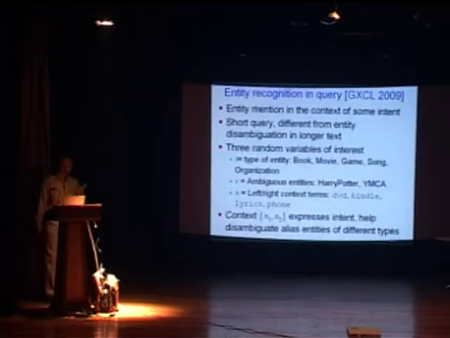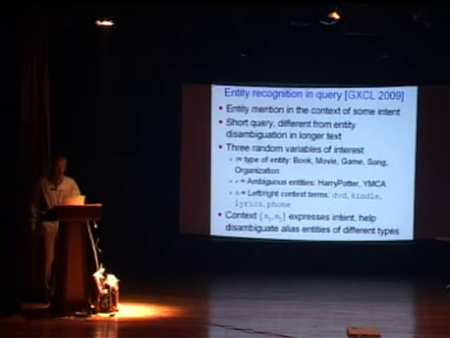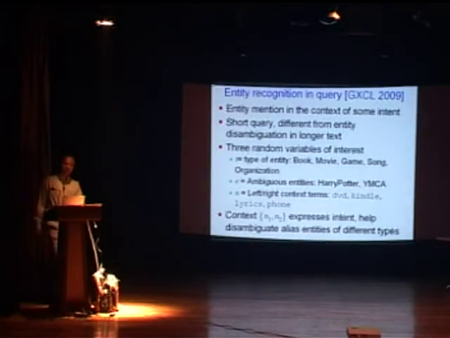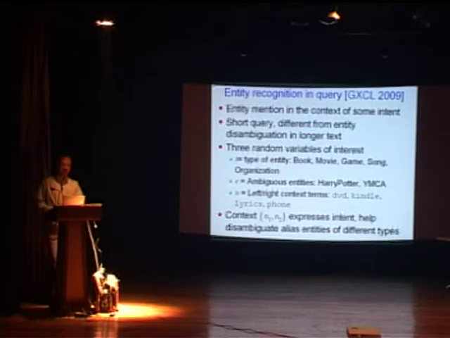So here's a paper from Microsoft in 2009 which talked about how different tokens in the query could refer to either the entity or something you intend to do about or with the entity. We're talking about very short queries, different from entity disambiguation in longer text-like documents, so it's a harder problem. They define three random variables of interest in the background. One is the type of entity, and they're restricted to commerce queries for ease of experimentation.